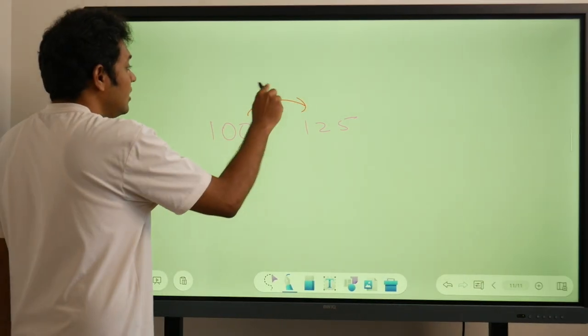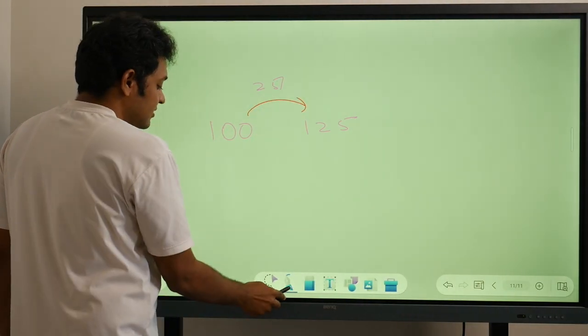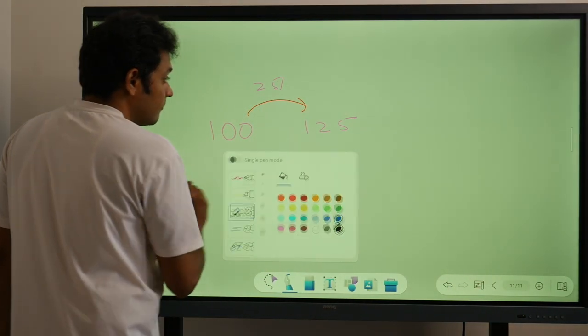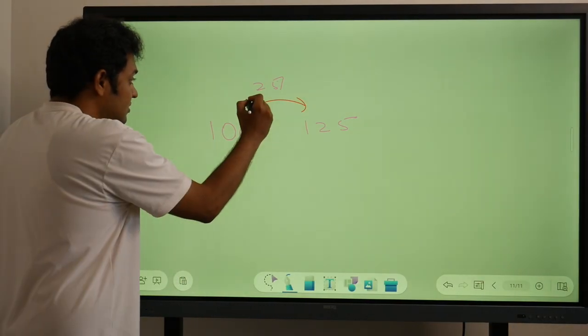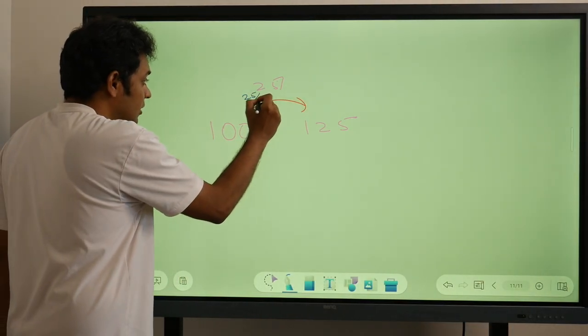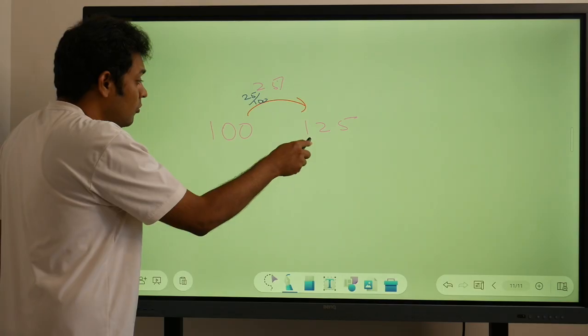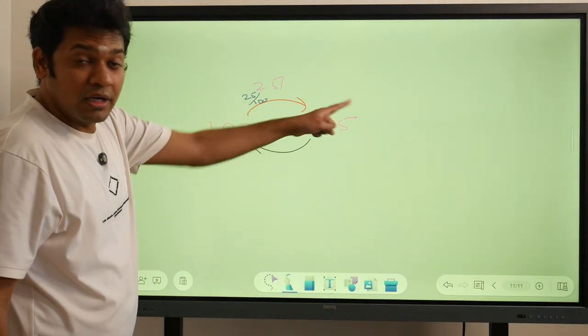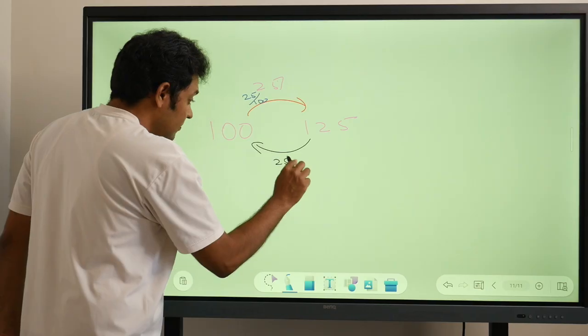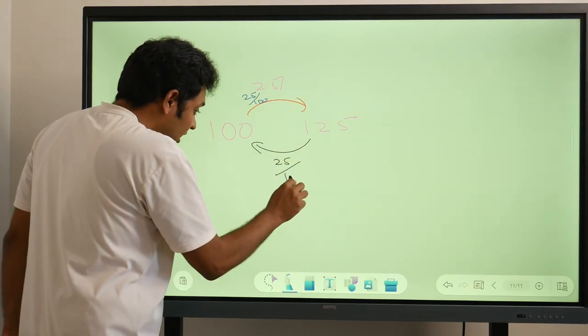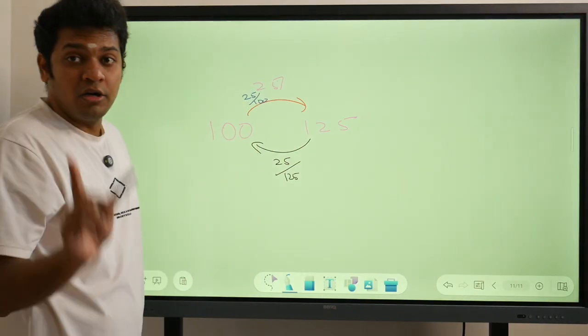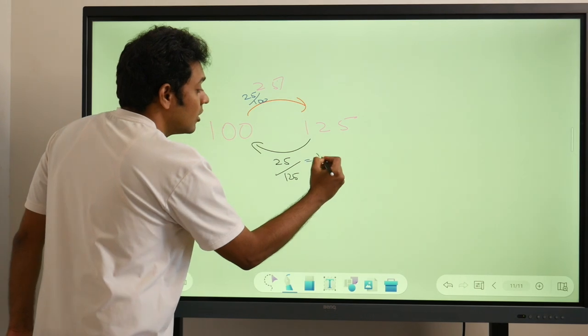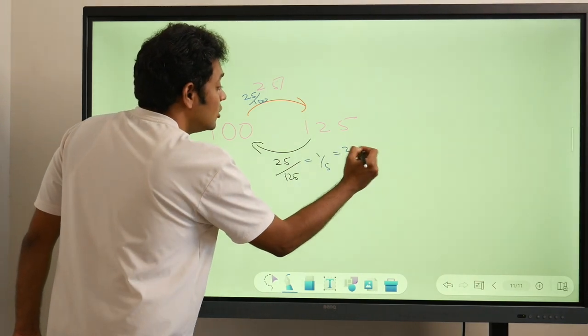I'm increasing it by 25%, so it becomes 125. Now, because this is 25 out of 100, that is 25%. How much should I decrease? I should decrease the same 25 from 125. Is 25 by 125 25%? No. What is 25 by 125? 1 by 5, which is 20%.